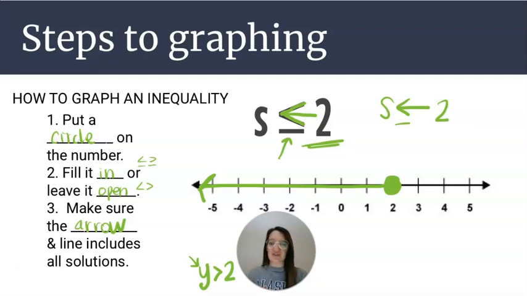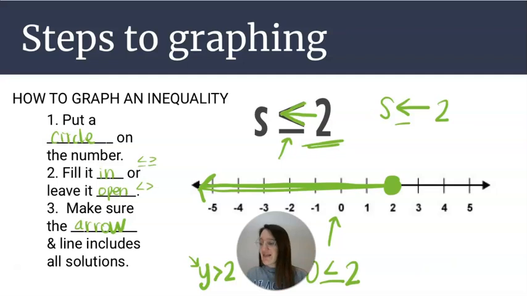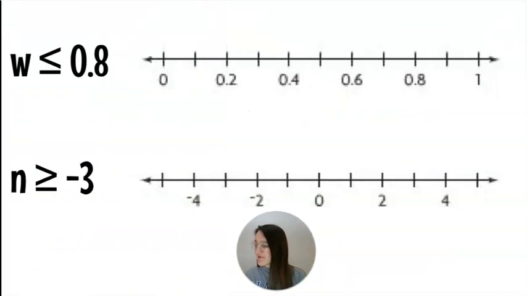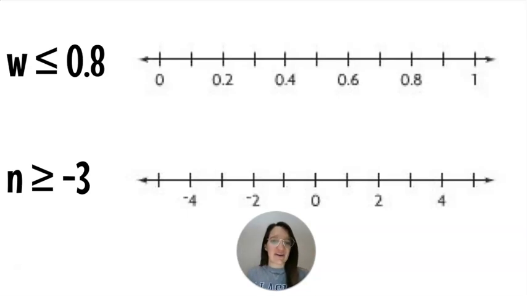Okay, the other way you could do it is just think, okay, is 0 less than or equal to 2? Yes, that's why 0 is filled in. And all of these numbers are part of the solution. They are all less than and equal to 2. Okay, there's your example. Now you get to do it on your own.